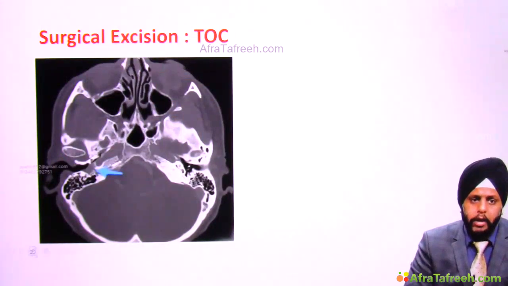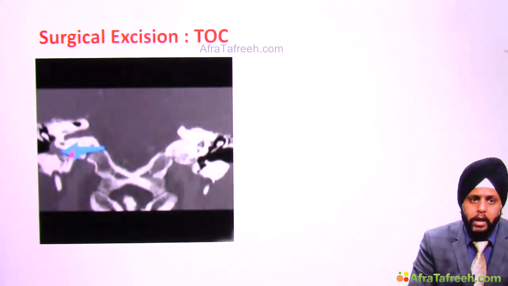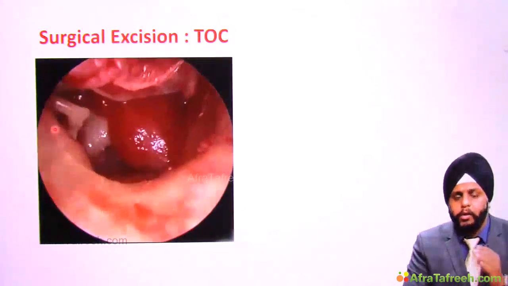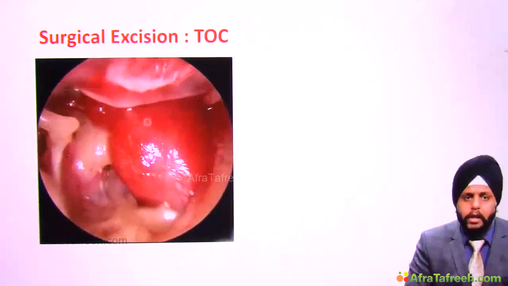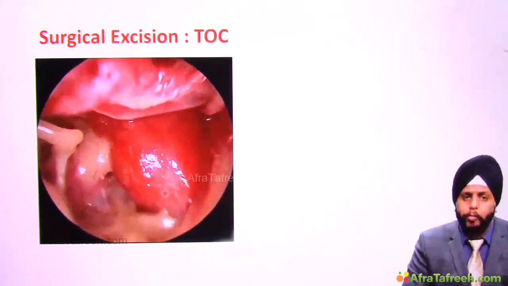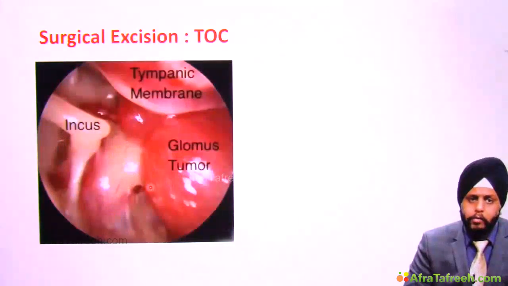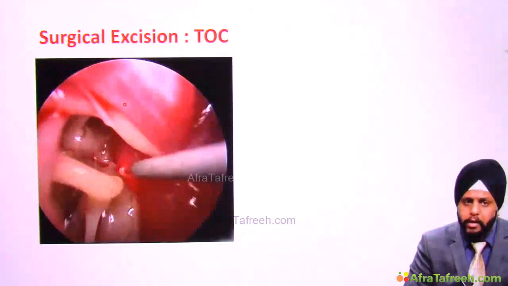So what do you see over here? In the CT scan, you can see a soft tissue in the middle ear. Look over here. In the middle ear, you can see a soft tissue. Now, this was limited only to the middle ear. So now you can see that surgery is planned. We are doing an endoscopic excision. So this is the tumor, glomus tumor. You can see the incus, the stapes, that's the promontory, the tympanic membrane anteriorly.